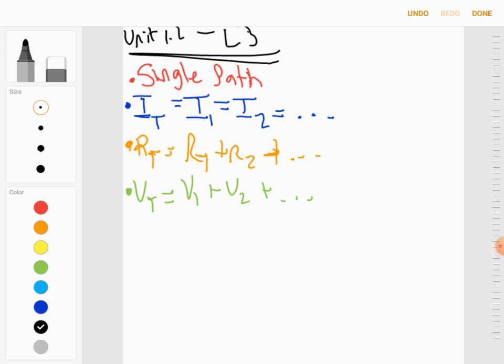So here's what a series circuit would look like. It could have a battery. Remember that that's how you draw it. I mentioned that in the last one. And then it would have a wire. It might have a resistor here.